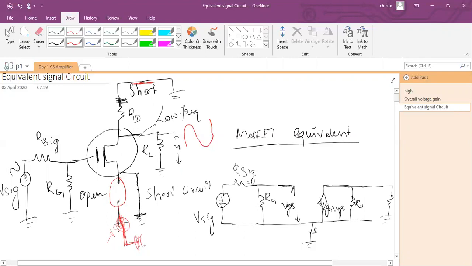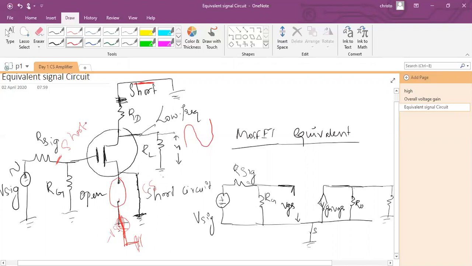Then what about the capacitors? CC1, CC2 and CS are the capacitors. How will they react to the low frequency input signal? The capacitor will act as a high impedance. High impedance means that for low frequency, it can act as a short circuit. So this has to be shorted.